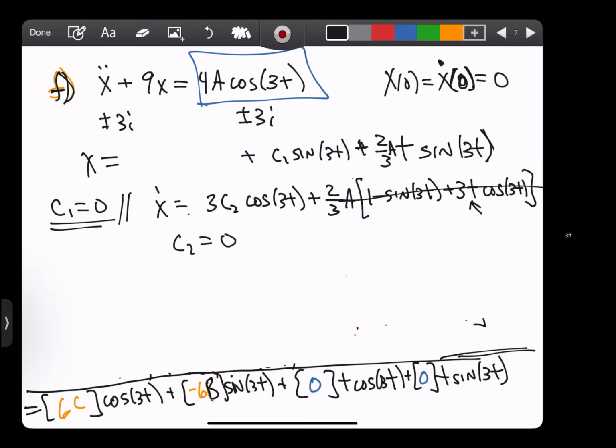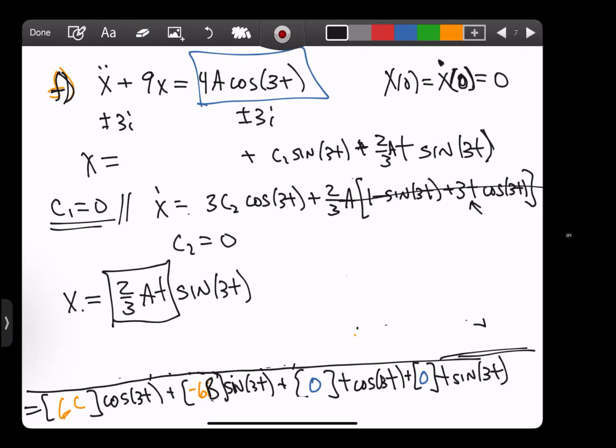C2 is 0. So wow, this is extraordinary, X is actually just the particular solution XP. How cool is that? So there's 2/3 at sine of 3t. Find the envelope. That's all you have to do now. Where's the envelope? Hint, it's this.